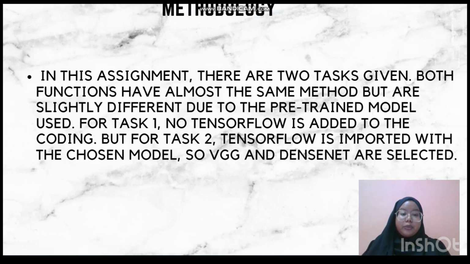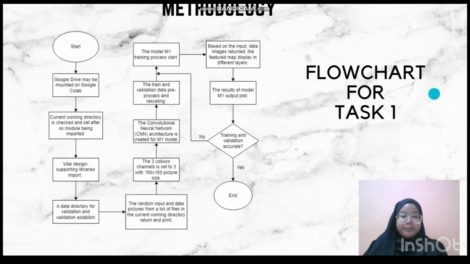For this assignment 2, there are two tasks given. Both have almost the same method and process, but are slightly different in the pre-trained model. For task 2, we need to choose two models. So our group chose VGG and DenseNet.